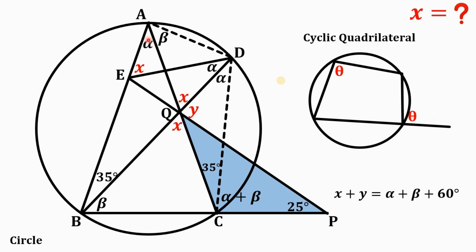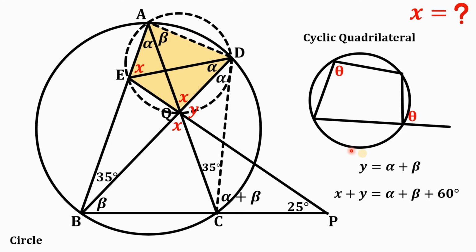Now, here comes a quadrilateral. Let's focus on this. And we know for sure, we can fit this figure inside a circle because of the butterfly shape. And so, this alpha plus beta is equal to this exterior angle y. In short, we can say that y equals alpha plus beta.